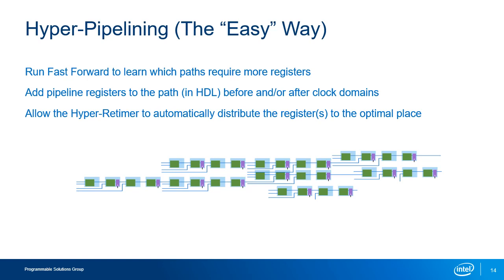Like with hyper-retiming, fast-forward compile also virtually implements hyper-pipelining, adding registers and locations as needed to boost the clock speed. Once complete, you will have a report that indicates where and how many new registers were added. Follow the recommendations in the report, adding the registers where indicated. Then you allow the hyper-retimer to retime those registers to where they really need to go.